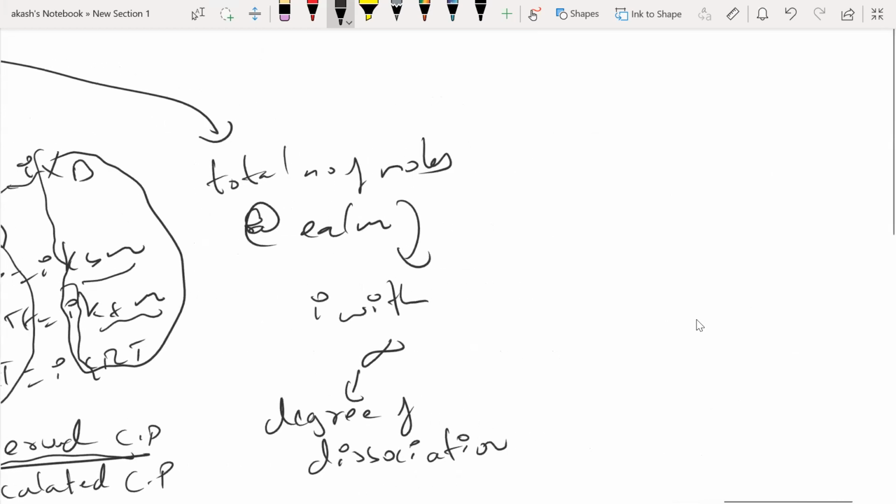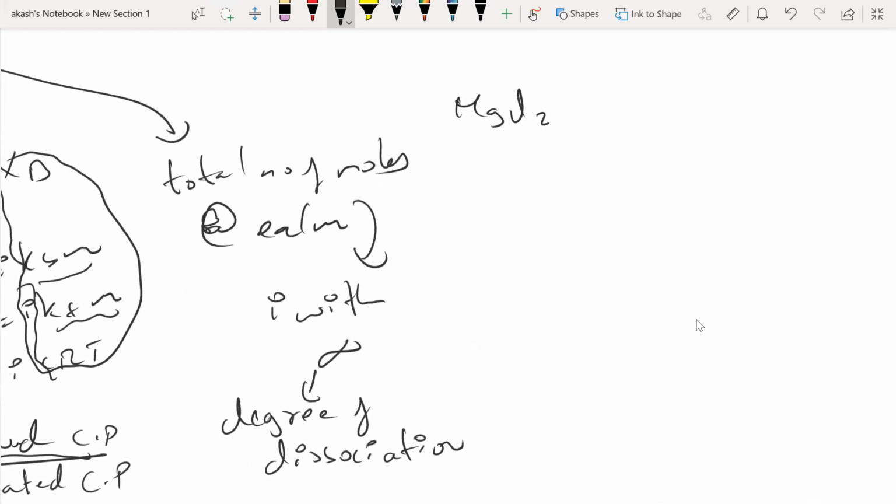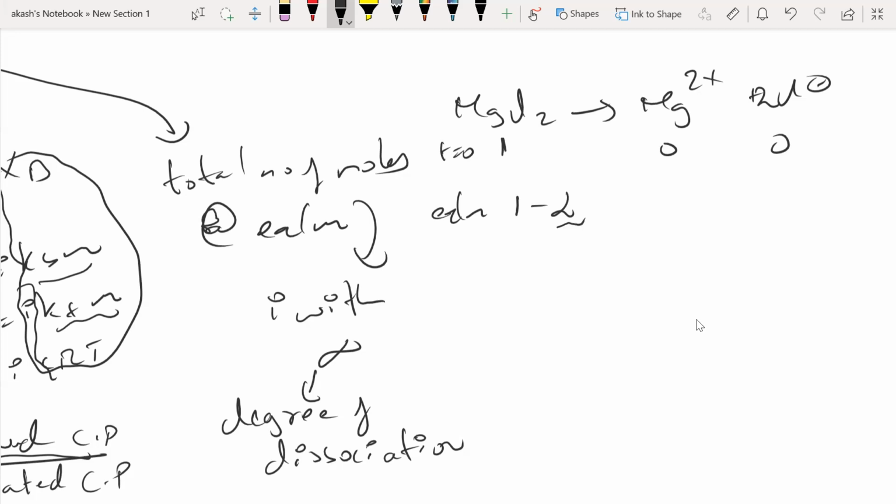So hope you all remember, for example, if I say I have MgCl2, MgCl2 will form Mg2+ plus 2Cl minus, right? So if I start with 1 mole, initially zero, this is at time t equal to zero. When I reach equilibrium, say out of this 1 mole, alpha mole should have reacted. That is what is my degree of dissociation, right? What should come here, guys? For Mg2+, if alpha is reacting, how many moles of Mg2+ should come?